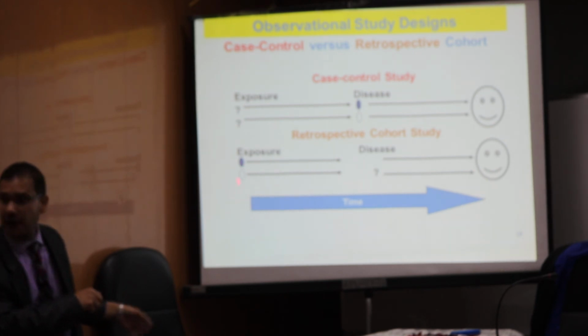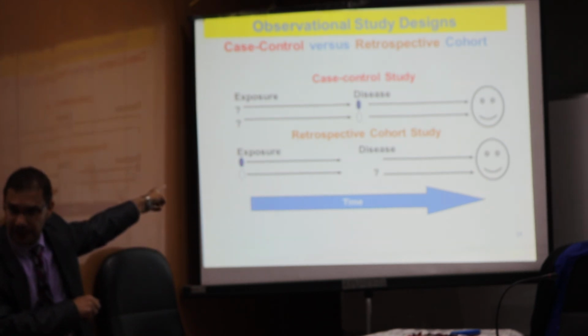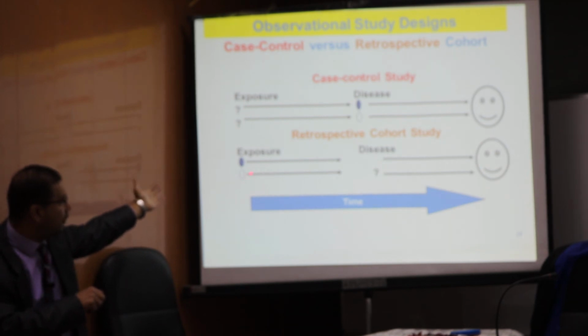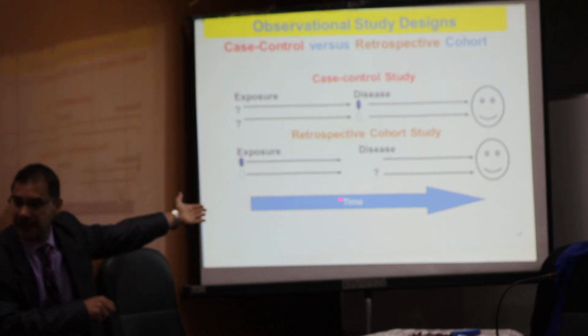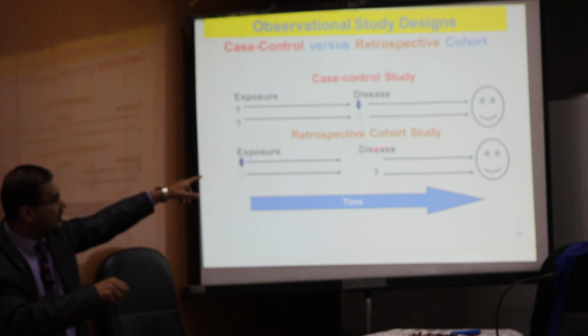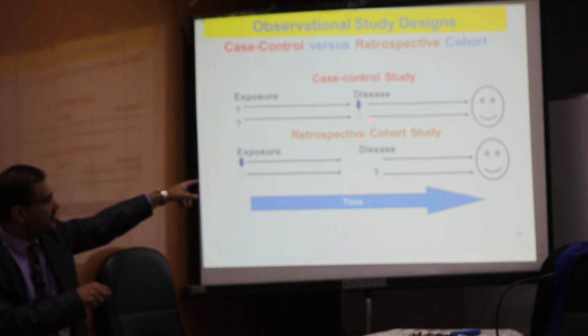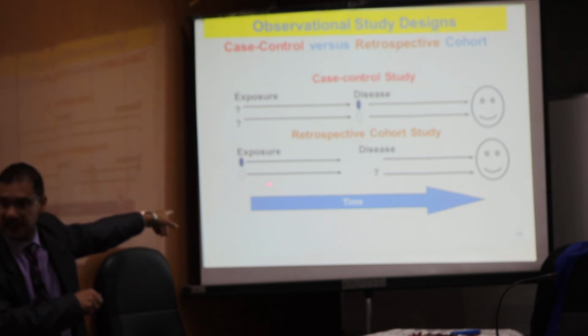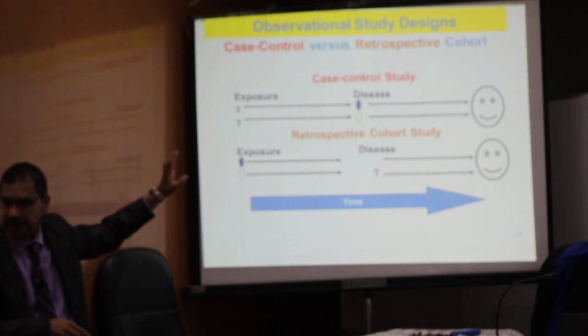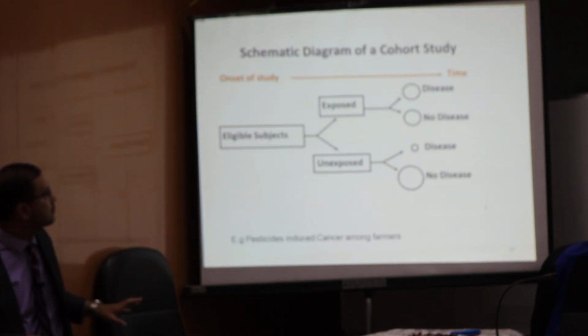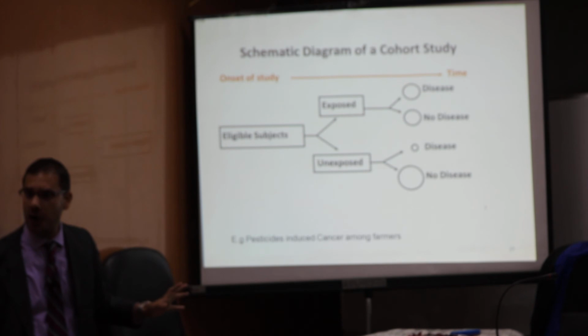Retrospective, we found the exposure. We found the depleted uranium exposure, and we follow those patients. We found if they develop the cancer or not. So it depends. Here we are looking for the disease. Here we are looking for the exposure. Both retrospective, both observational. So we have cohort study.